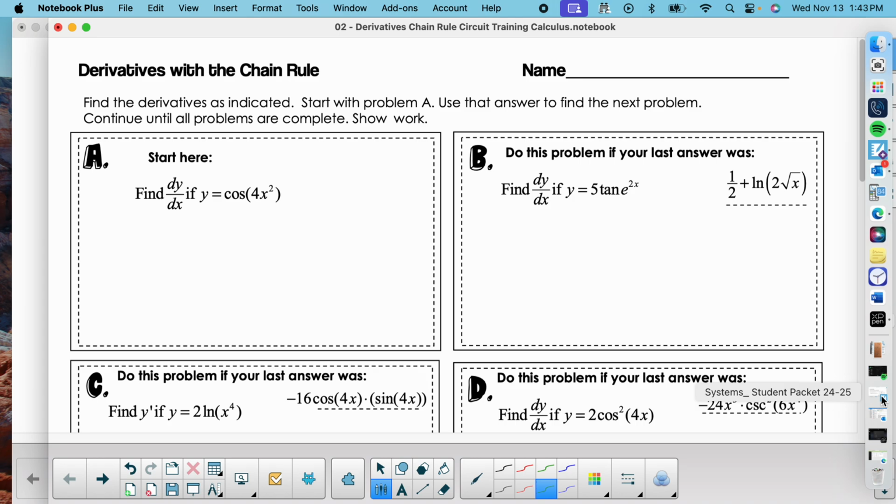The first question here is not that difficult, it's just what I'll call a one-stage chain rule. There are gonna be questions that have chain rule for 2 stages, and that would mean that you have to do the chain rule twice within the same problem.